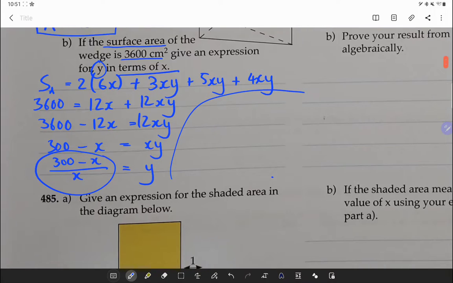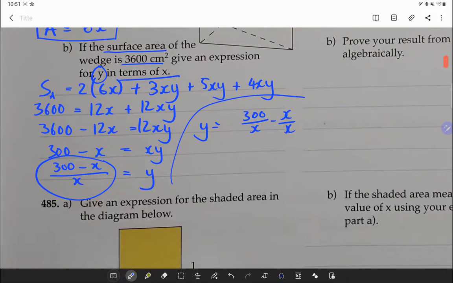But before I do, remember this is the same as this. This is the same thing. It's just written in different ways. And we like using this because that one simplifies as well. So we say y equals 300 over x, minus x. And there we have it. That's our equation for y in terms of x. And in the simplest way that I can think of right now.